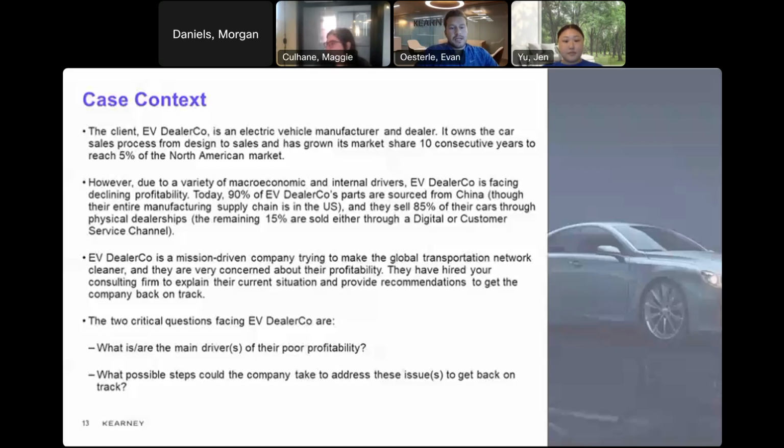Today, 90% of EV Dealer Co.'s parts are sourced from China, though their entire manufacturing supply chain is based in the US. They sell 85% of their cars through physical dealerships. The remaining 15% are sold either through a digital or customer service channel. EV Dealer Co. is a mission-driven company trying to make the global transportation network cleaner, and they are concerned about their profitability, the viability of the business to do this.